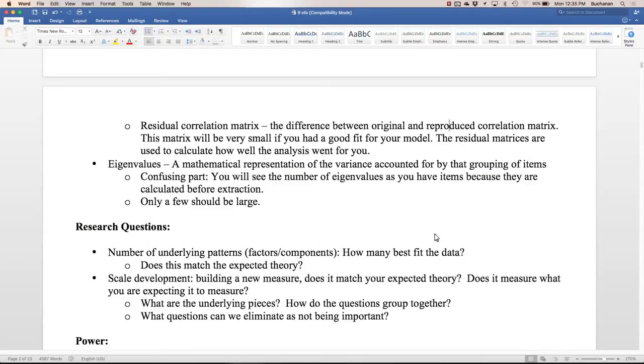So the way I think about eigenvalues is it's a representation of the groupings, and only a couple of the groupings are going to be any good. Mathematically, they're very complicated. Not worth going over.